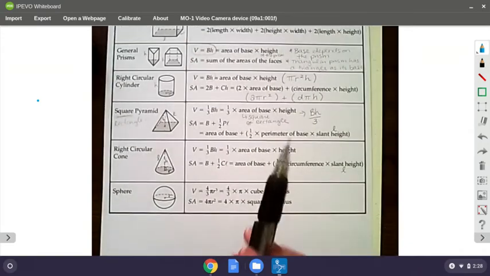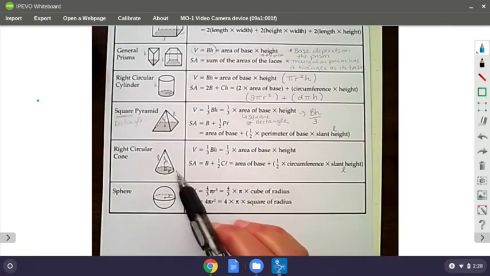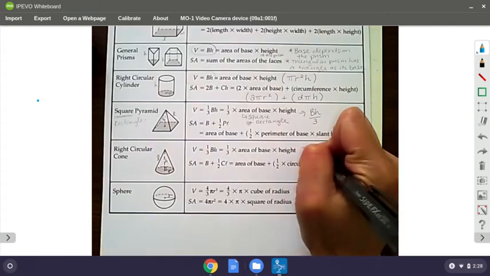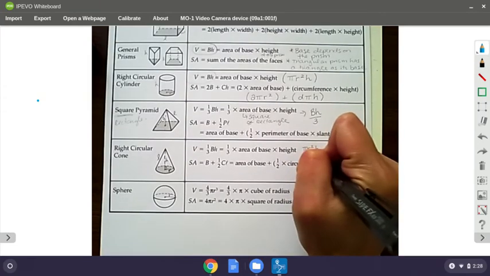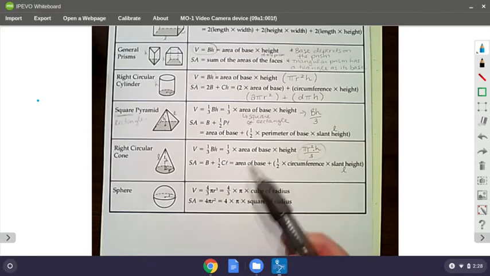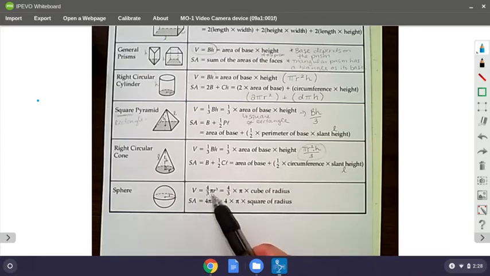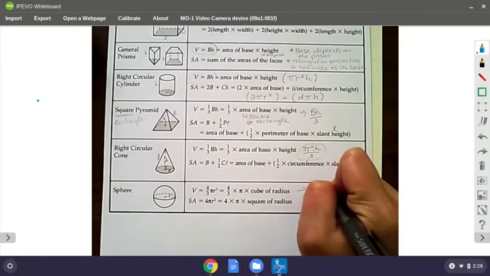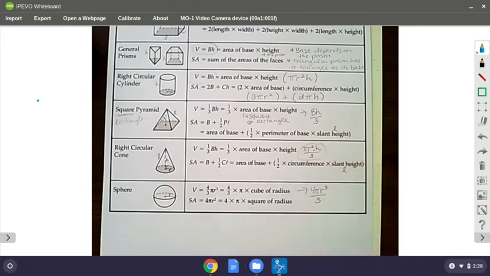Then we have a cone, a right circular cone, and that's area of the base times the height divided by 3 also. So that's really pi r squared times the height over 3, which is the same thing as saying 1/3 capital B H, 1/3 times the area of the base times the height. Oh, one more. Just kidding. Sphere. A sphere is 4/3 times pi times r cubed. If you wanted another way to write this, you could write 4 pi r to the third over 3. Same thing.